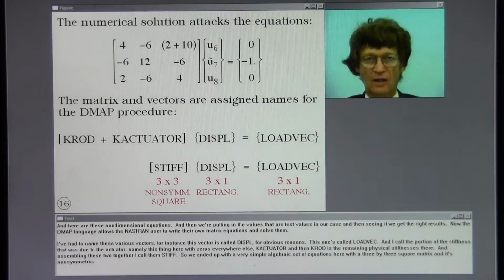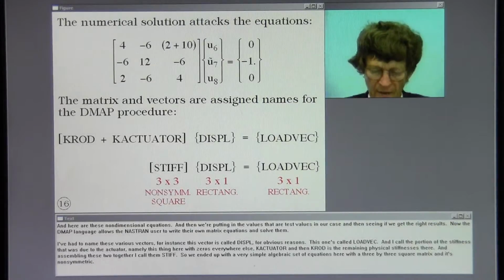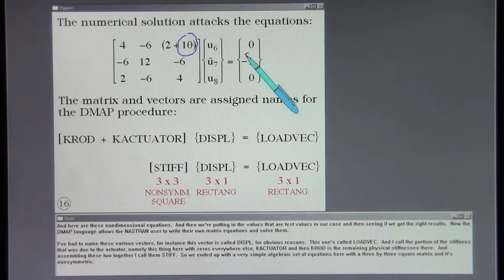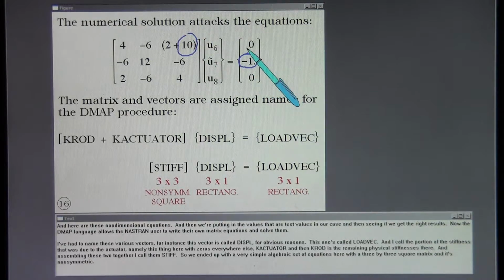And here are these non-dimensional equations, and then we're putting in the values that are test values in our case, and then seeing if we get the right results. Now, the DMAP language allows the Nastran user to write their own matrix equations and solve them. I've had to name these various vectors. For instance, this vector is called DISPL for obvious reasons.